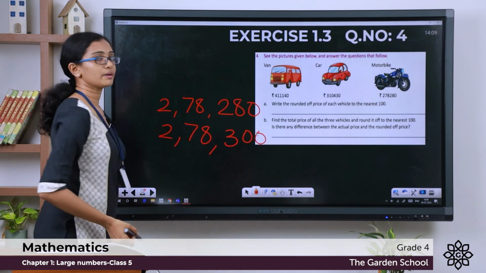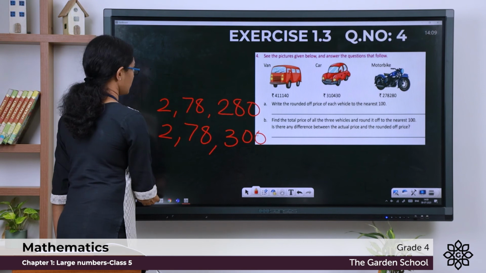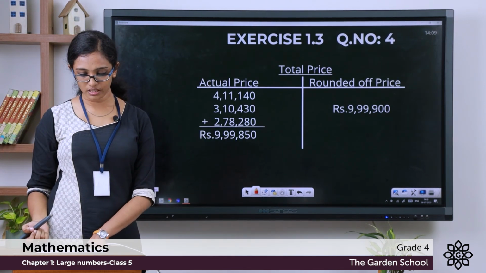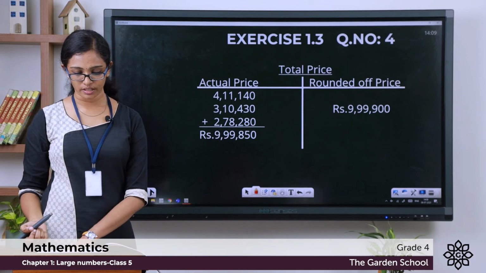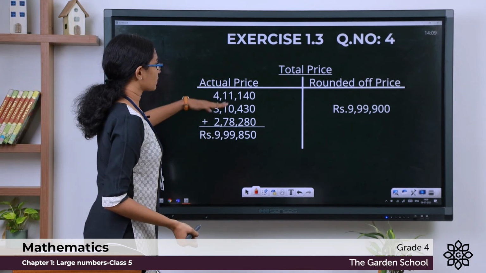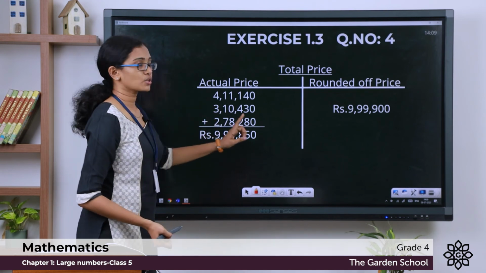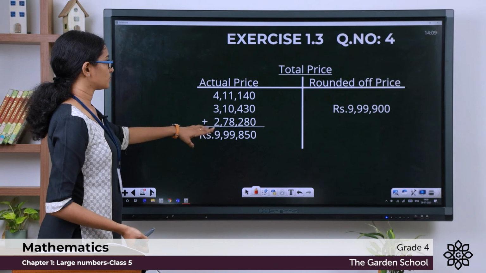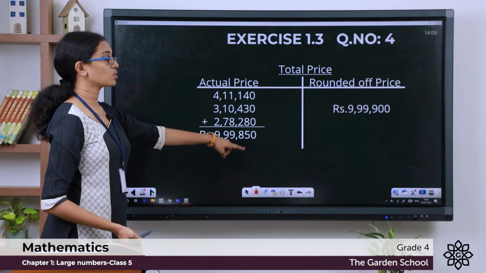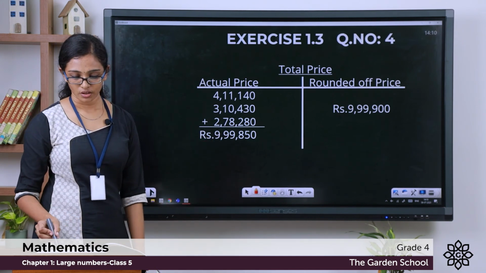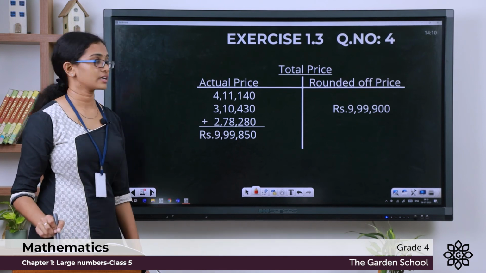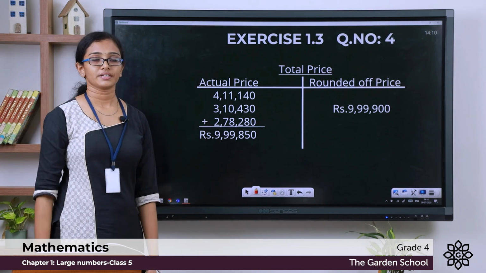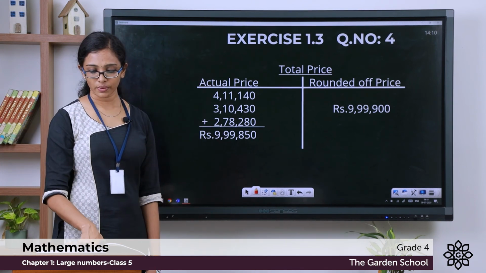Now there is a part B in the question. Let's look at that one. Here, you have to find the total price of all the 3 vehicles and round it off to the nearest 100. So the actual price of all the vehicles are given here. The total price will be, adding all these, 9,99,850. You are asked to round it off to the nearest 100, which will give you 9,99,900.